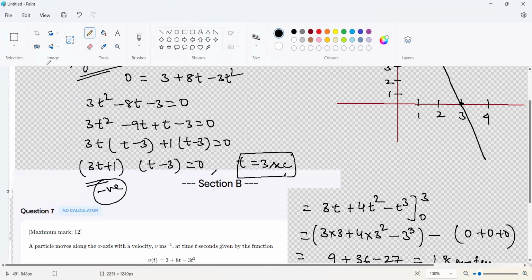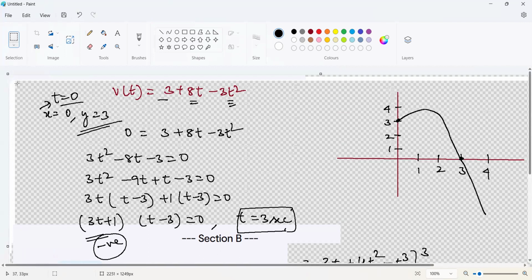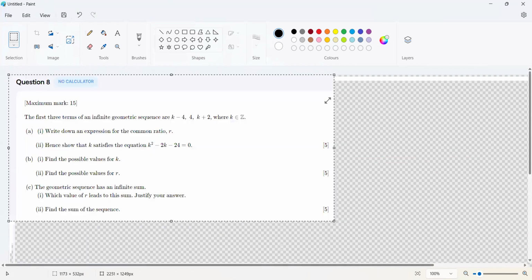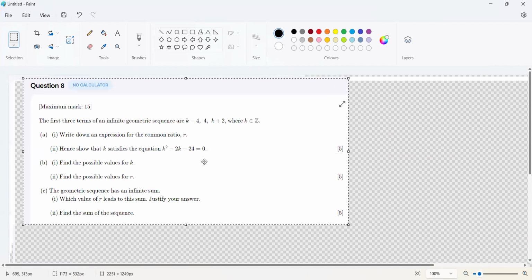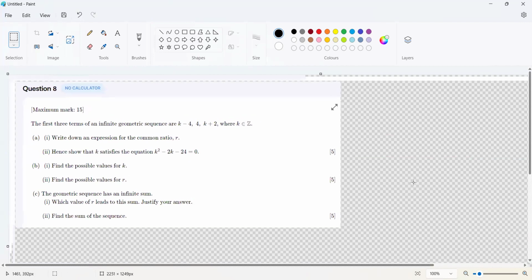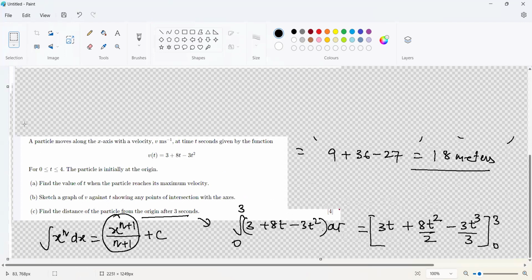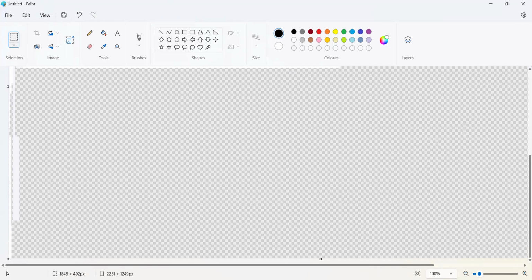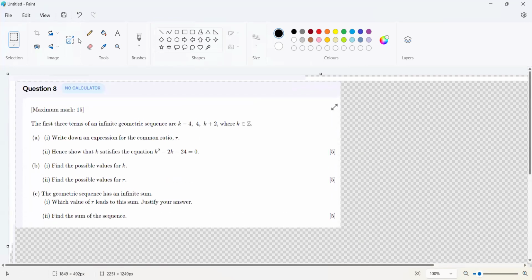All right, let's come to the next question, which is number 8. Question number 8 from sequence and series. Try to do this, give me the answer.